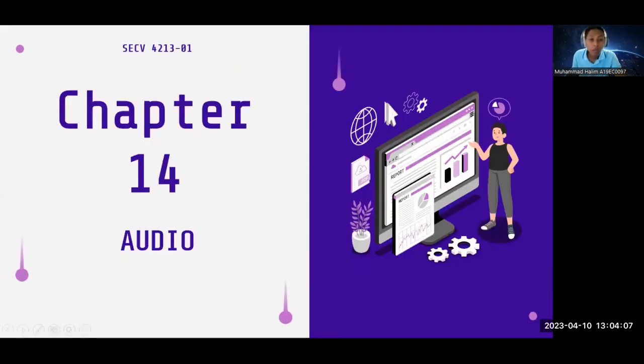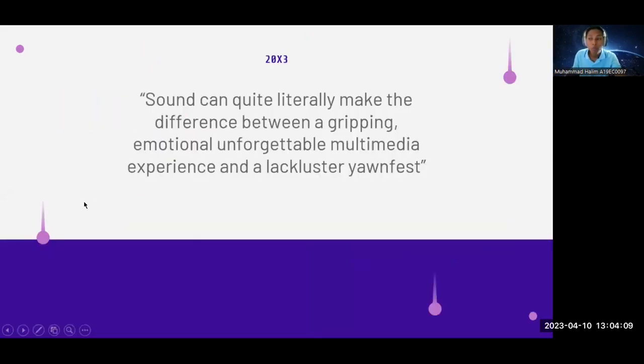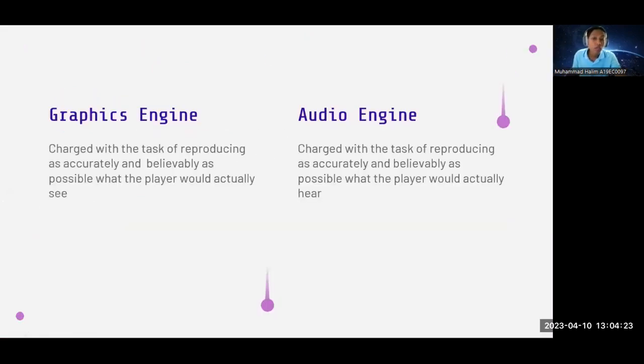So we will go to chapter 14, which is audio. The graphics engine is charged with the task of reproducing as accurately and believably as possible what the player will actually see. Meanwhile, the audio engine is charged with the task of reproducing as accurately and believably as possible what the player would actually hear.